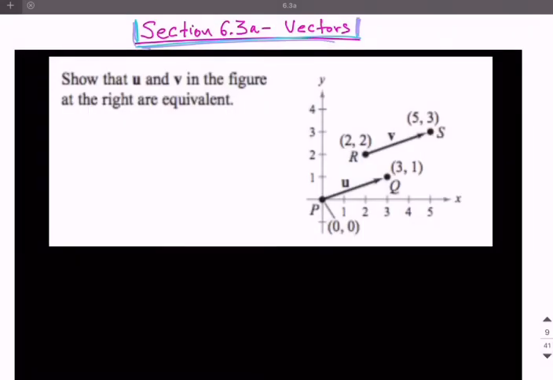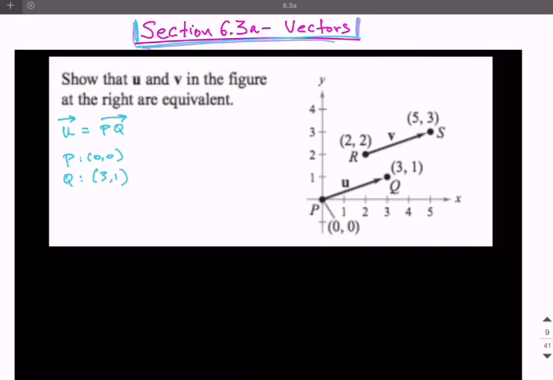So we want to show that the vectors u and v in this figure are equivalent. So vector u is, and I like to put an arrow to make sure because I cannot make it bold, so please do the same thing. So vector u is the same as vector PQ, and we know that P is the point (0, 0), and I know that the point Q is the point (3, 1).